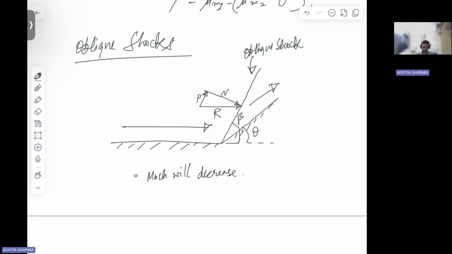So if we consider just the normal component and the oblique shock, this oblique shock is acting as a normal shock for your normal component. And for your parallel component, this oblique shock is not going to have any effect. So when we talk about Mach number change across the oblique shock, we deal with this normal component only, and then we get to the resultant Mach number.